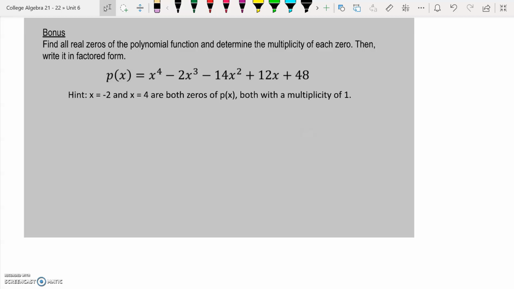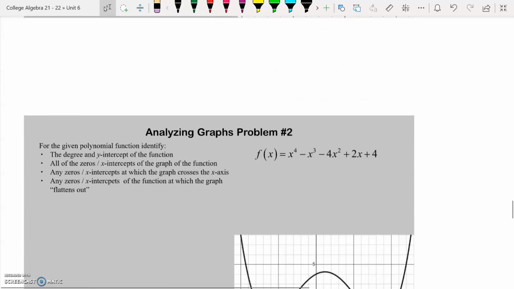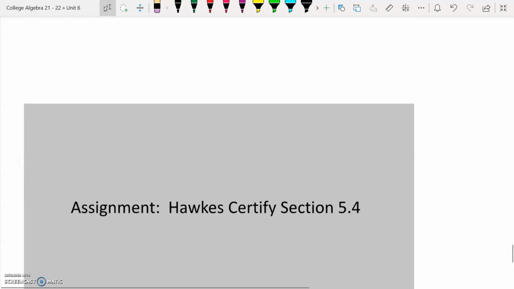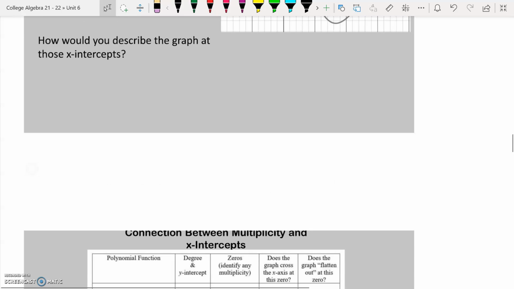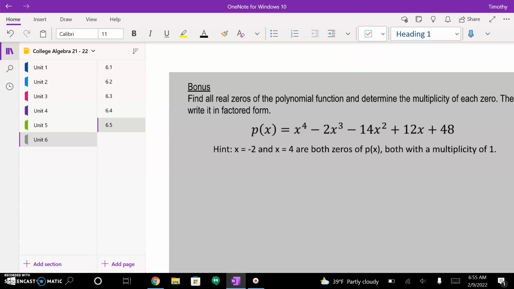So here is one of the problems you will see. It says find all real zeros of a polynomial function. I believe this is on your last page, if I remember correctly, of your notes. So I'm just trying to see if there's another example of it. There's not, but I think I've already got this one typed on Desmos. Or maybe the one that you guys have is typed in on Desmos, I can't remember.